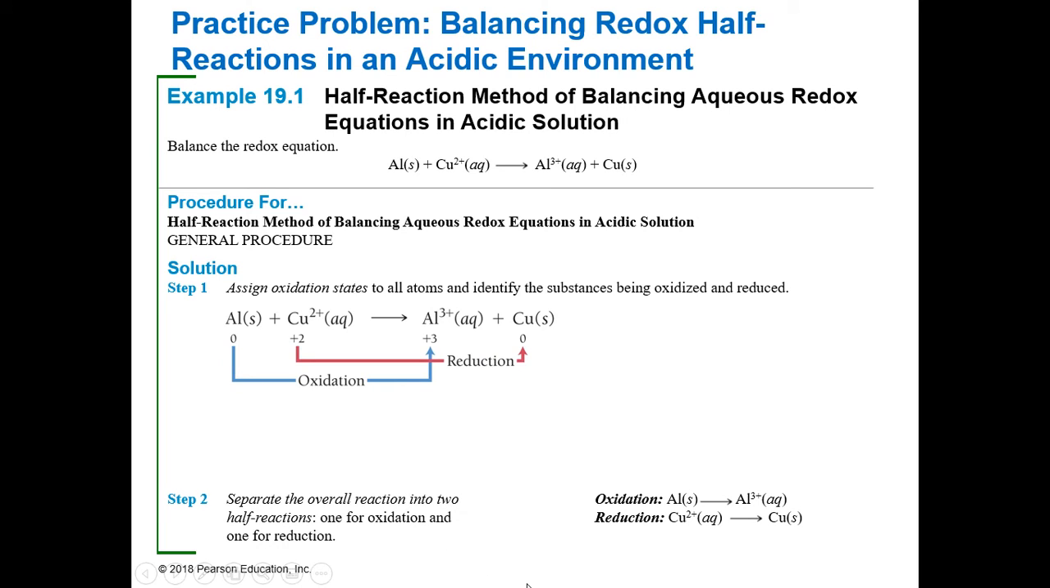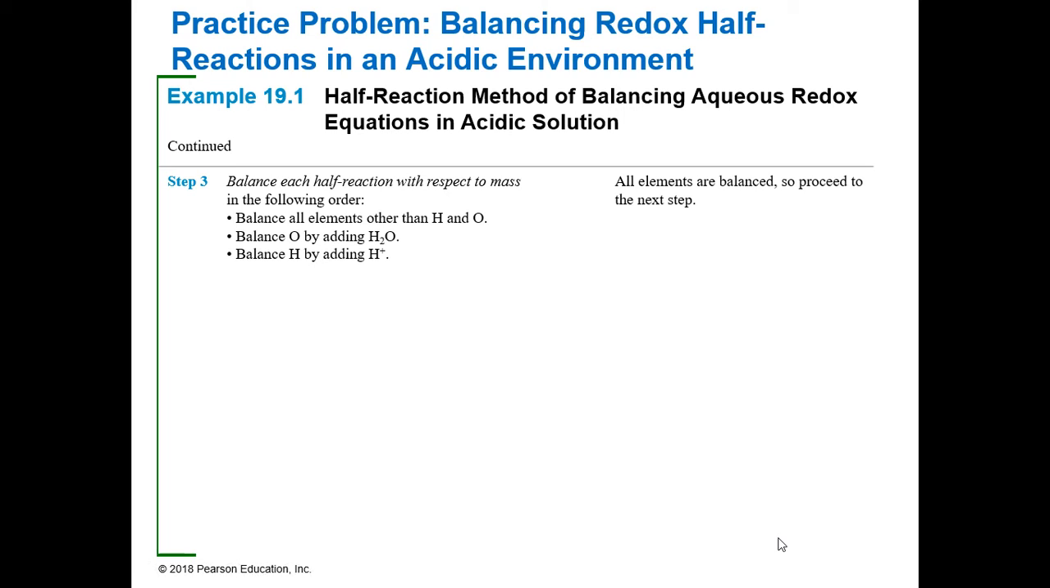So you would write those half reactions. You'd write oxidation, right, would be the aluminum solid yields aluminum 3 plus. Reduction would be copper 2 plus yields copper solid. So everything up here goes down here, right? We're just separating the 2 reactions. Now we just have one that's oxidation and one that's reduction.